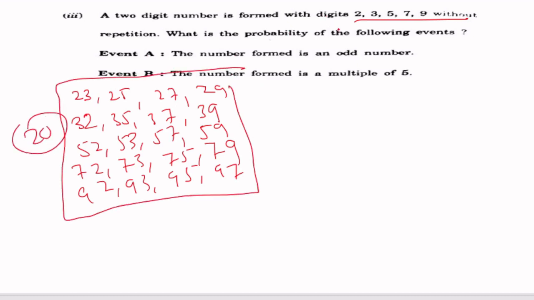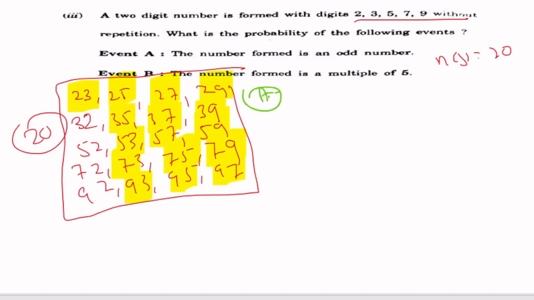So your sample space is what? 20. So n of S is nothing but 20. Now what is the question? The number formed is an odd number. So check which number is odd: 23, 25, 27, 29, 39, 37, 35, 53, 57, 59, 79, 75, 95, 97.